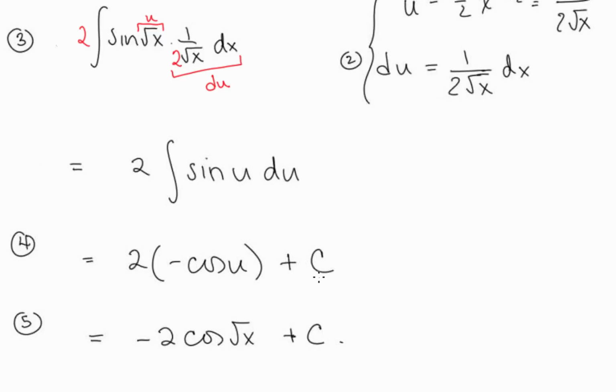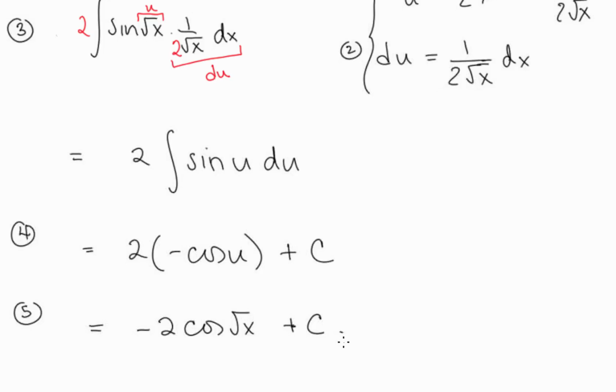And now we want to simplify and replace back with x. So u is equal to radical x, so that goes there, and then we can pull this negative outside. And so we're here, and this is our integral. Let's take a look at another.